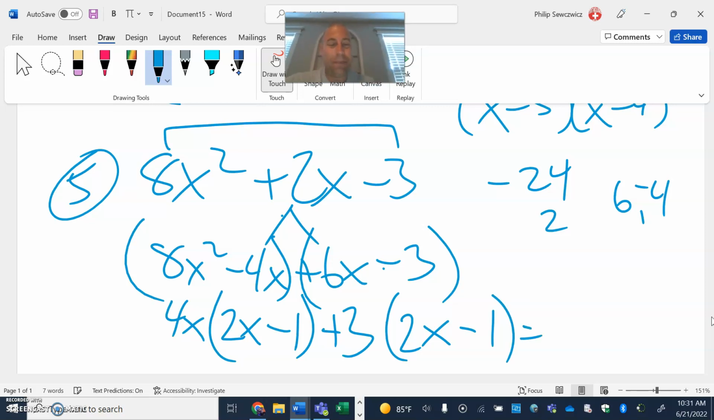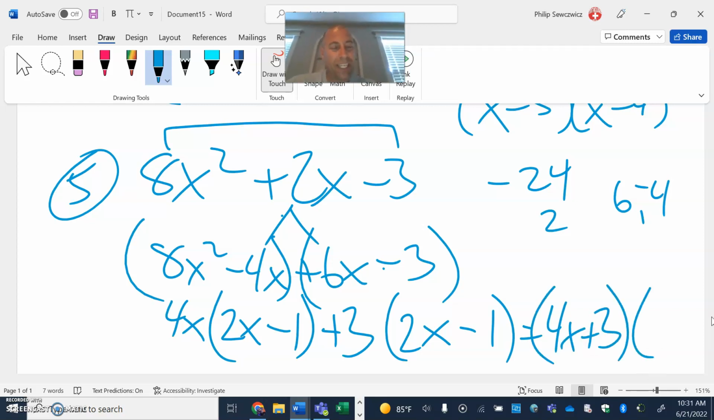All right, outside is 4x plus 3. And inside the parentheses is your 2x minus your 1. And we've got it. We're done. We're taken care of. All right, people, so that's that quick review of your variety of factoring techniques.